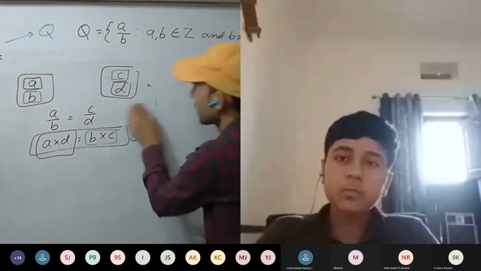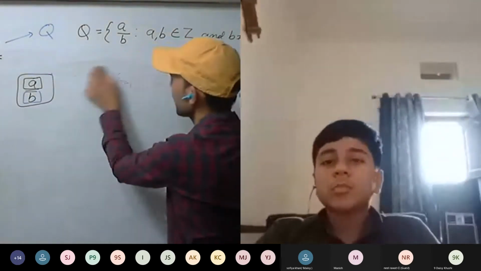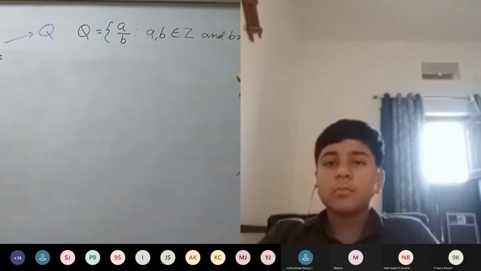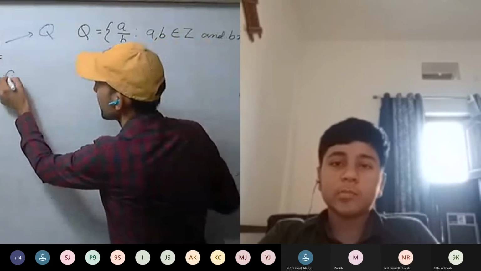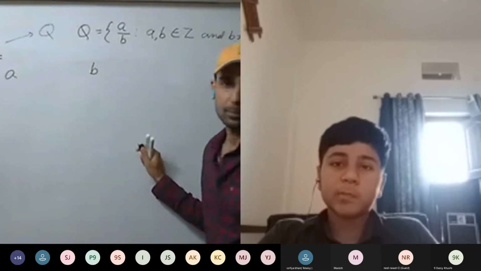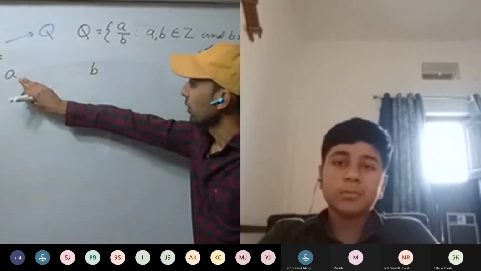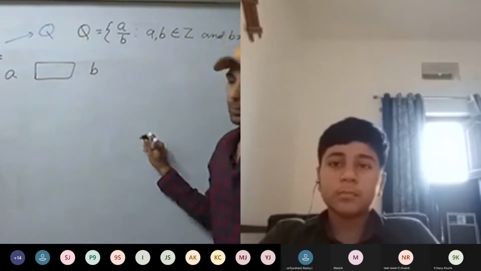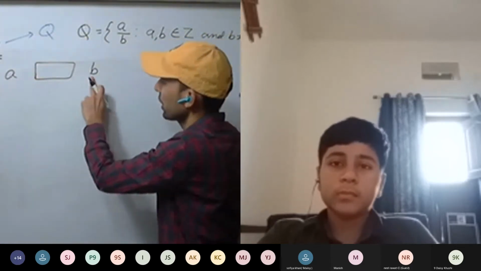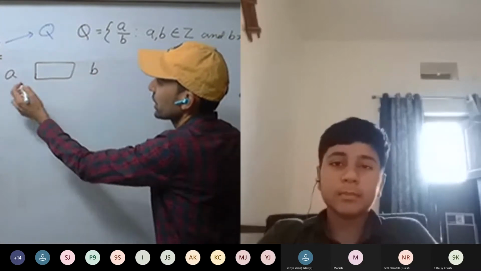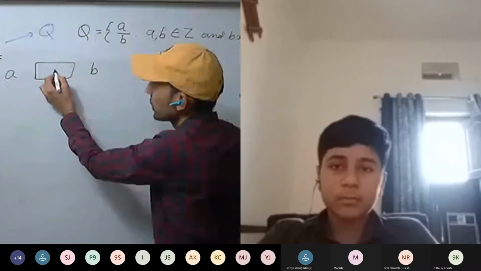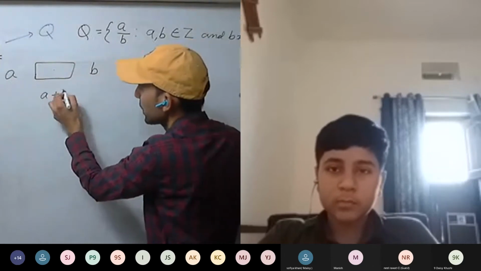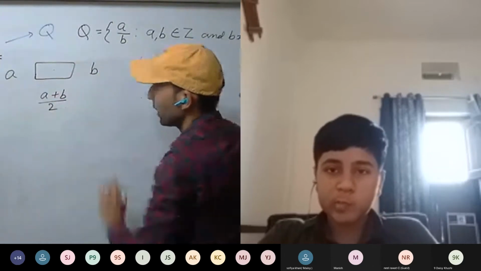Or if the question asks that we have to insert rational numbers between two rational numbers. For example, you are given two rational numbers A, B. We have to insert rational numbers between A and B. So first we arrange the rational numbers in ascending order, that is A is smaller than B, and we have to insert a rational number here. So what we'll do, we'll add them, A plus B, and take the mid value.